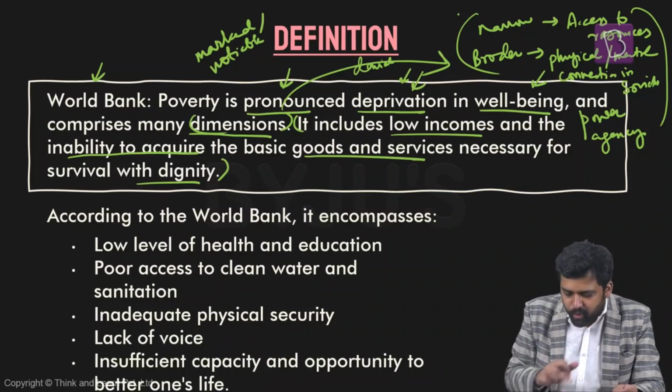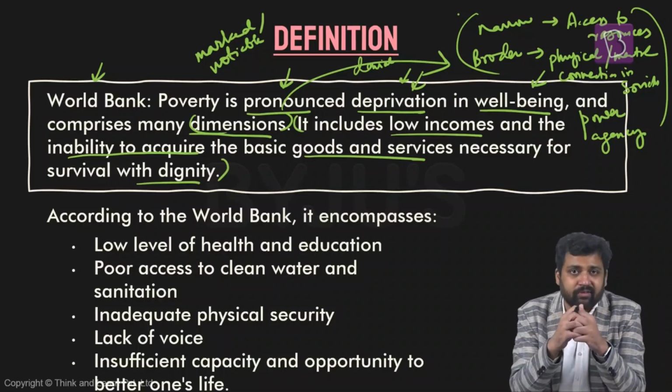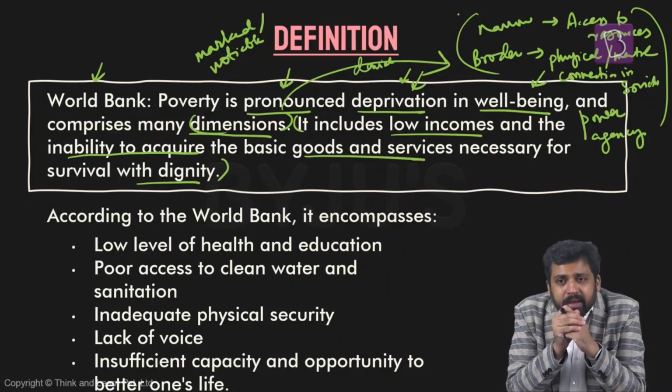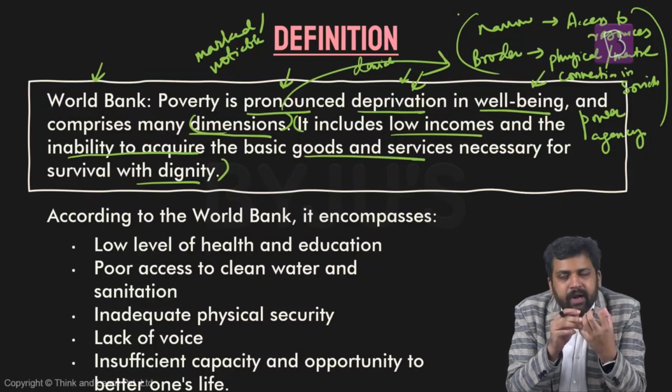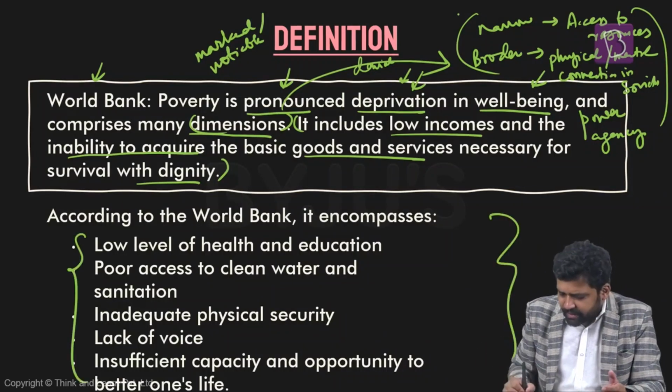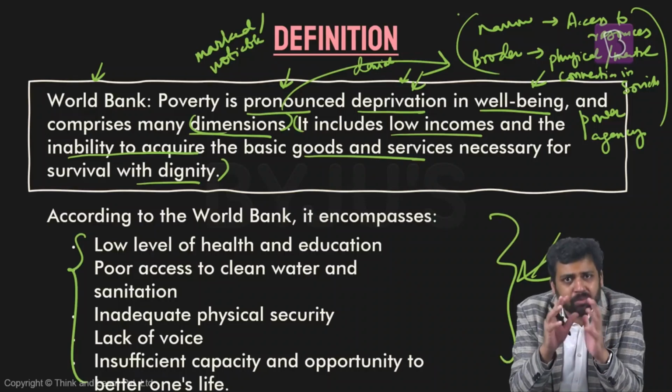Right? So the second part that you see, poverty includes low incomes, inability to acquire basic goods and services which are necessary for survival and dignity. So yes, poverty implies low incomes. People don't have enough money. The regular inflow of income is limited. But at the same time, this income is so low that all the basic necessities, right, basic goods and services that you require for your survival, you are not able to access that. So this is how the World Bank defines poverty, and it again tries to include the different dimensions here. Let's look at some of these dimensions.